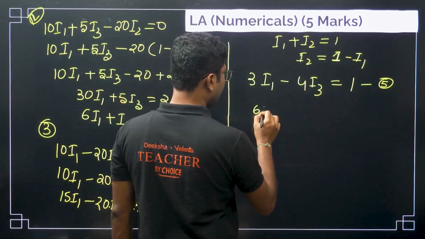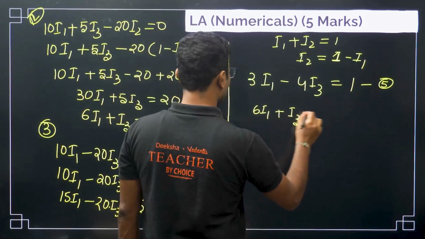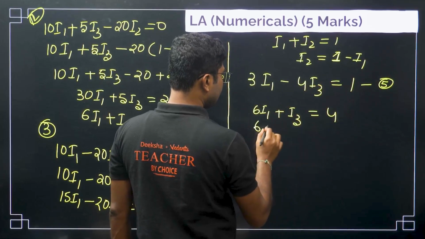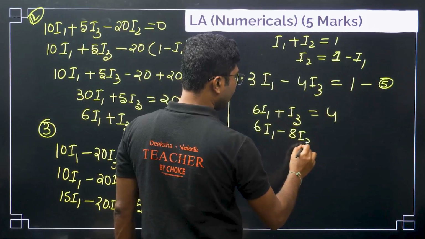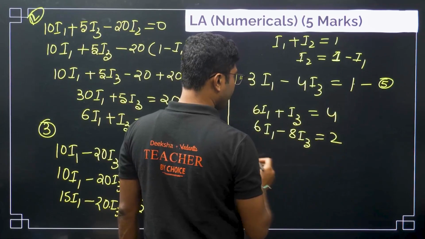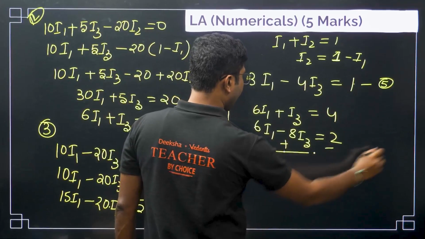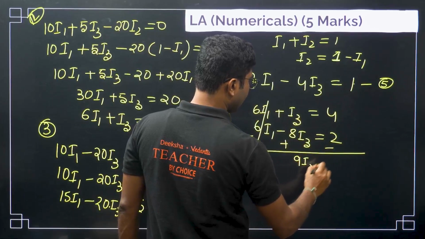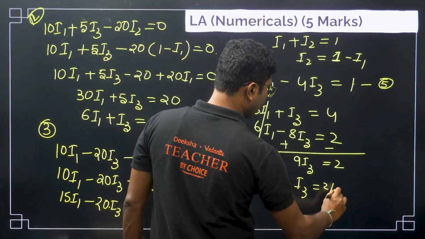Okay, 6I1 plus I3 equals 4, and then multiply this with 2. 6I1 minus 8I3 equals 2. Okay, now what we will do, we will subtract. So we get cancel, 9I3 equals 2, or I3 equals 2 by 9.